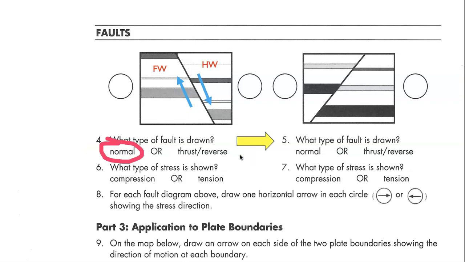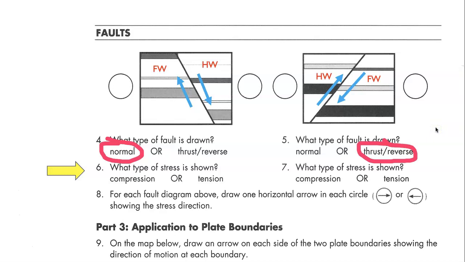What about the one on the right? Here we have the hanging wall on the left, foot wall on the right, and that's because the fault is dipping in a different direction from this one. It looks like the hanging wall went up relative to the foot wall. If we look at this dark unit, that would be a thrust or a reverse fault.